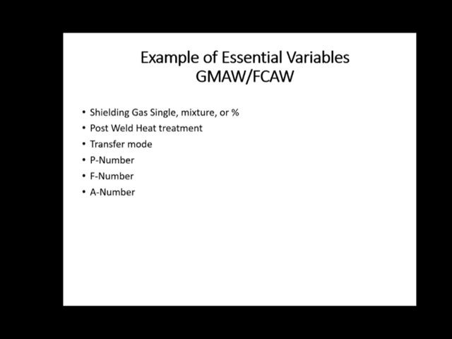So hopefully I didn't make this too confusing, but these are just some examples of essential variables for gas metal arc welding and flux core arc welding. If you change these on a WPS, you need to requalify and do another PQR that supports the changes that you made.